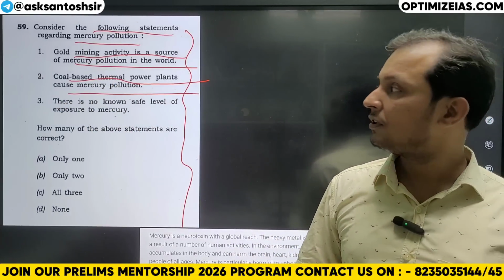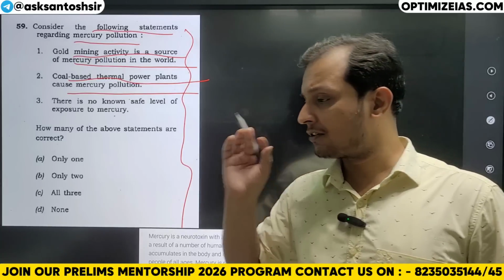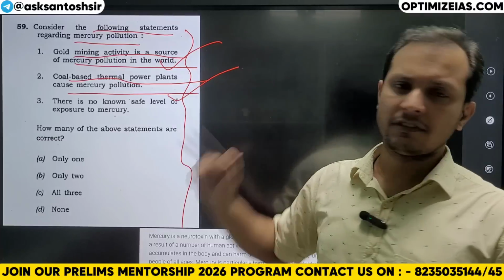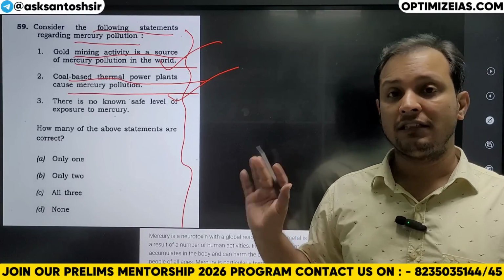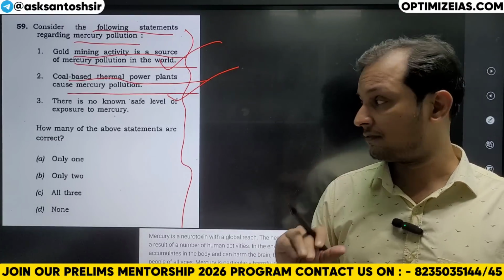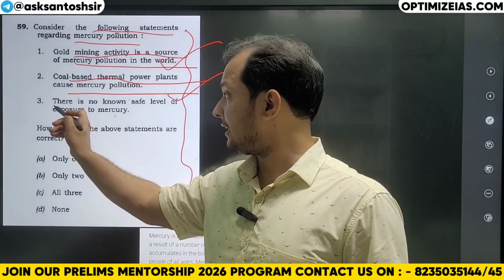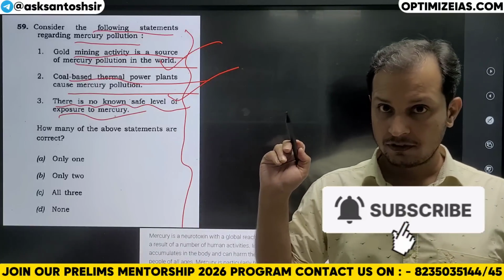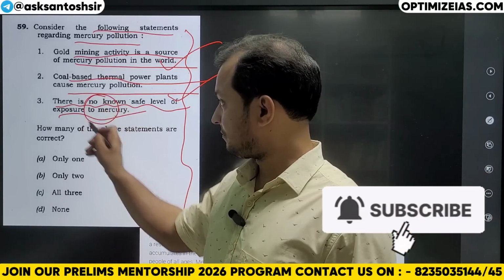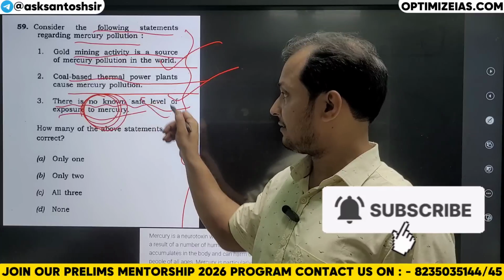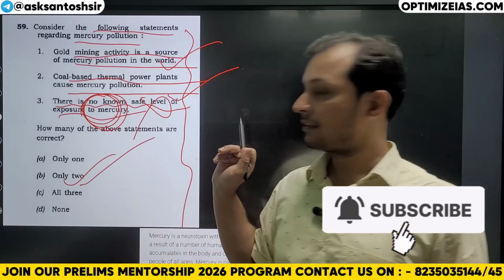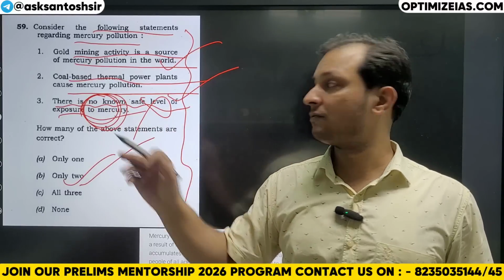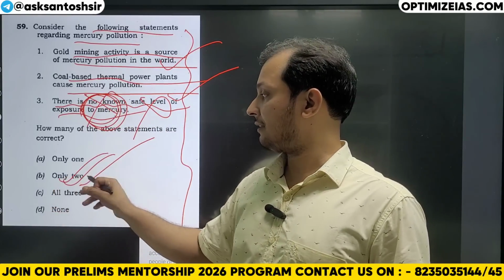So guys, whenever they say this will cause this pollution, generally those statements are correct. I'm talking about pollution. In case of the third statement, there is no safe limit of exposure for mercury. Here you see the word no. Eliminate that. Answer is only 2. Is this clear, guys? There is no safe limit. No is an extreme word. Eliminate that and you get the answer 2.